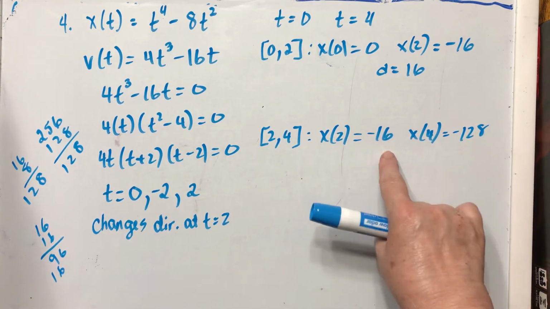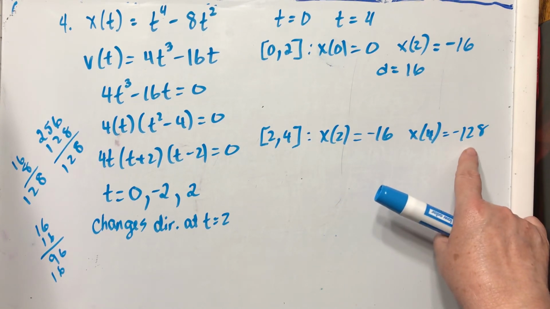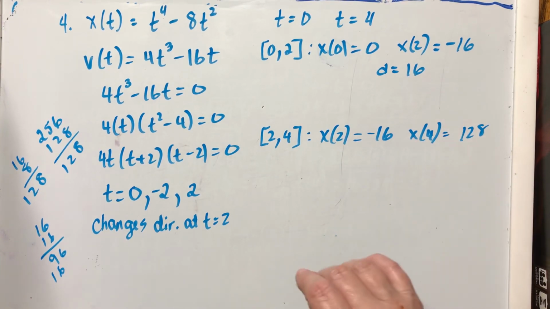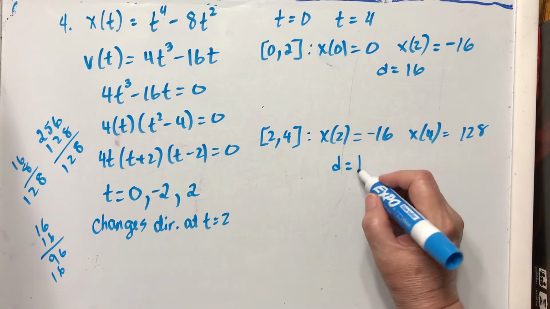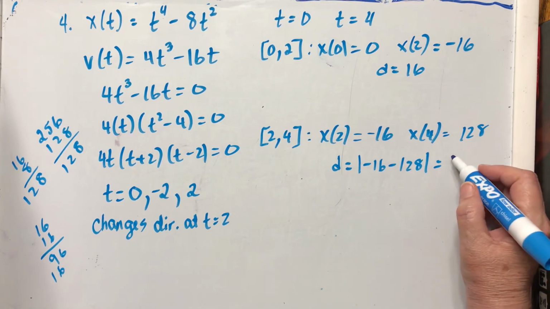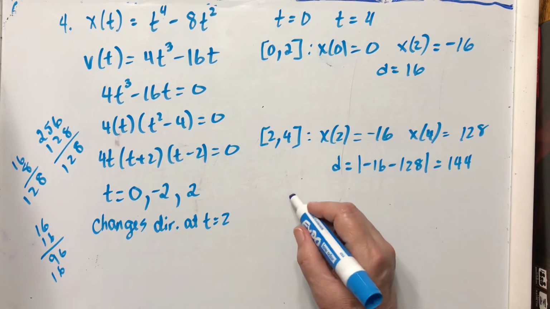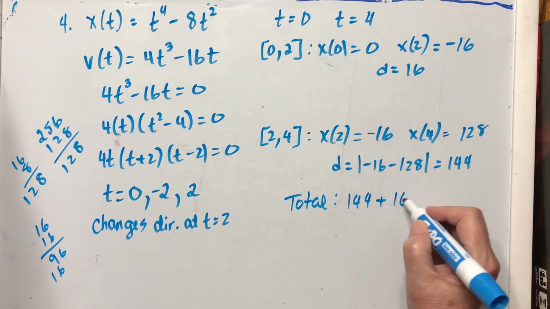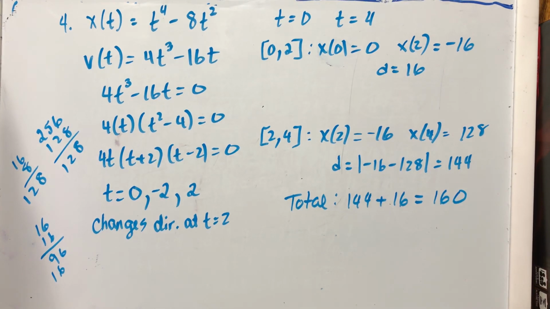That makes sense. So x of 4 is 256 minus 128, so it's going to be a positive 128. There we go. So our distance is going to be the absolute value of negative 16 minus 128, which is the absolute value of negative 144, so it's 144. So my total distance is going to be the 144 plus the 16 equals 160. I hope that's right. Yay!